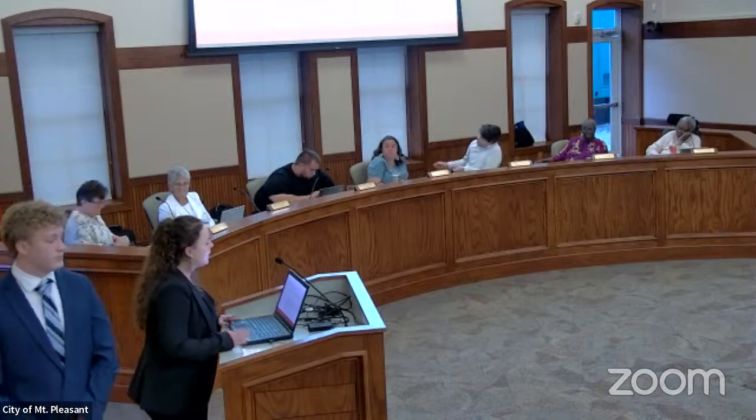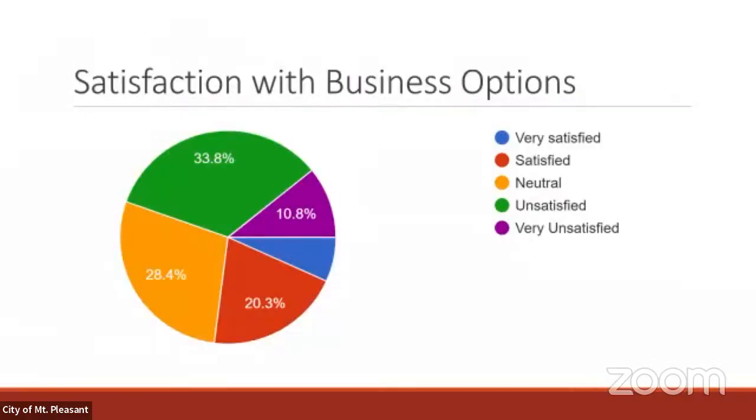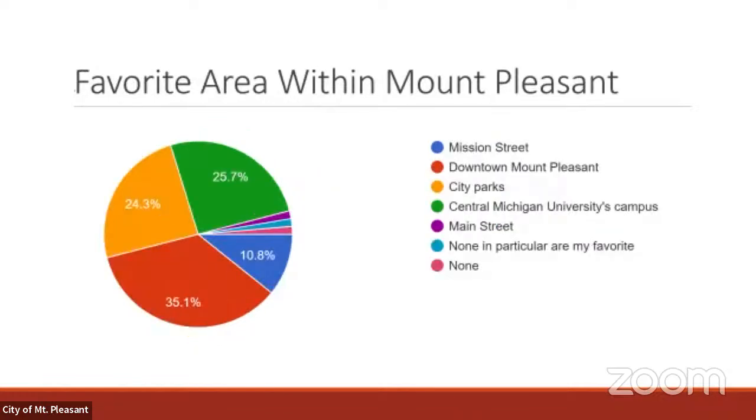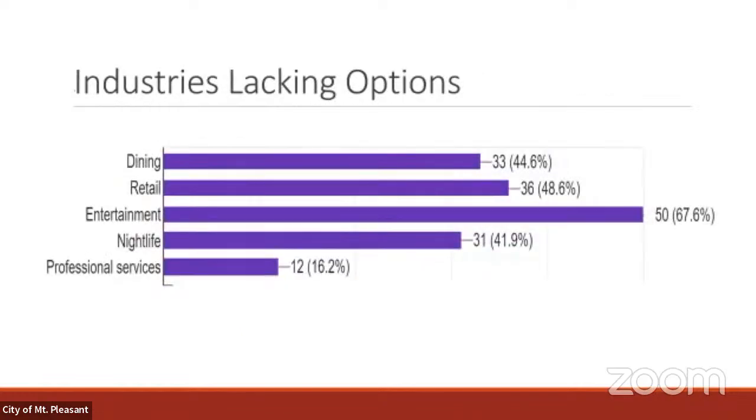Hi, everyone. So I'm going to start with this student opinion survey that we conducted. We did a 2-part survey covering housing and business options within the city of Mount Pleasant, and we figured we would share some of our significant findings. We first looked at general satisfaction with business options, and we see that over 50% of our sample of 74 students put that they were between neutral and very satisfied. And then we looked at favorite area within Mount Pleasant, and we saw that downtown Mount Pleasant won by a significant margin within the opinions of students.